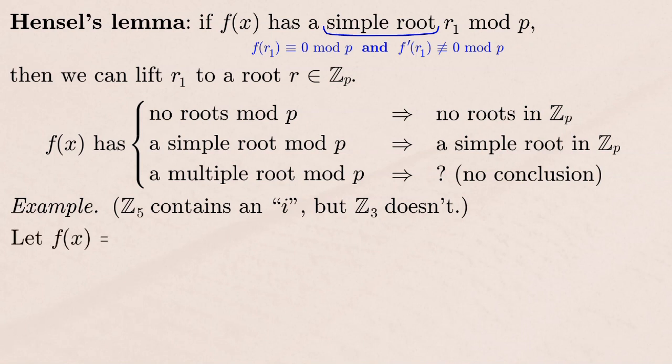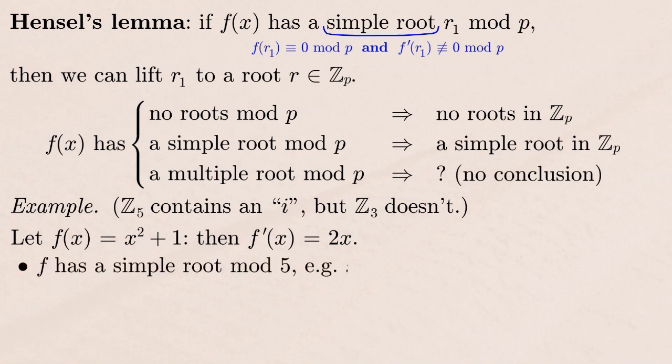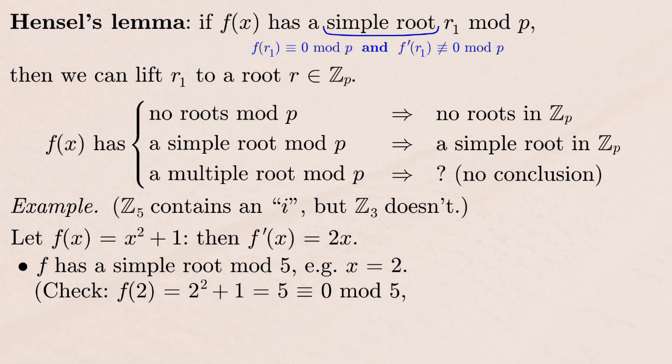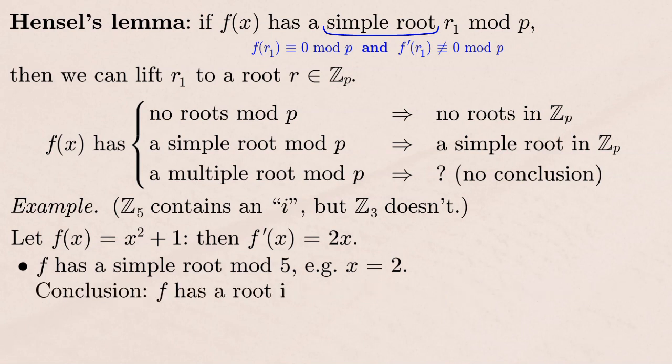Let f of x be x squared plus 1. This is the minimal polynomial that we'd expect i to satisfy. Then the derivative of f is 2x, and f has a simple root mod 5, for example x equals 2. Let's check that. That's because f of 2, which is 2 squared plus 1, is 0 mod 5, but f prime of 2, which is 2 times 2, is non-zero mod 5. So Hensel's lemma tells us immediately that f has a root in Z5.